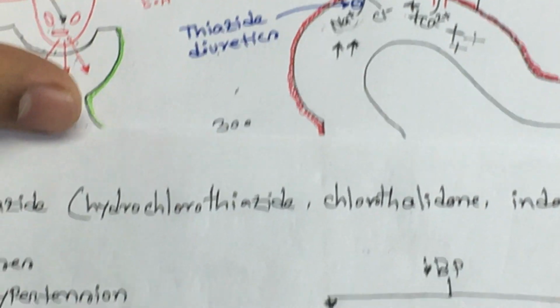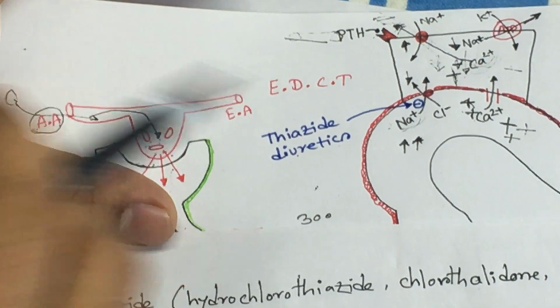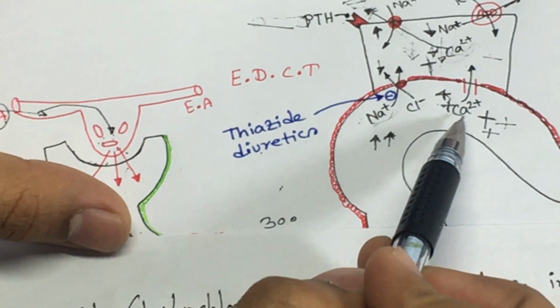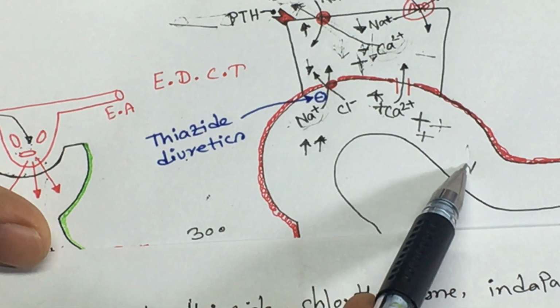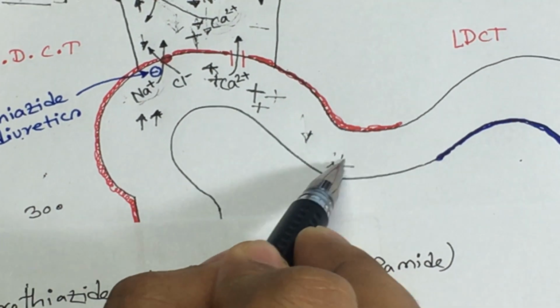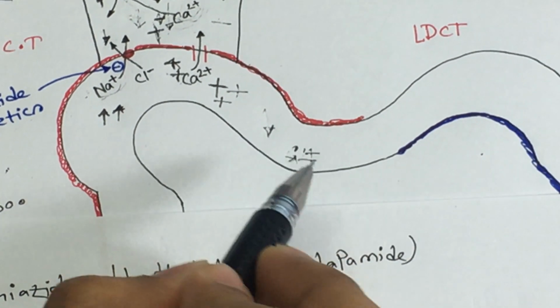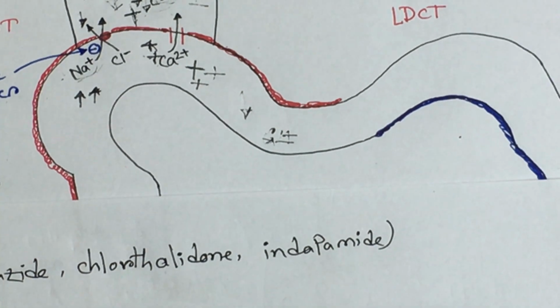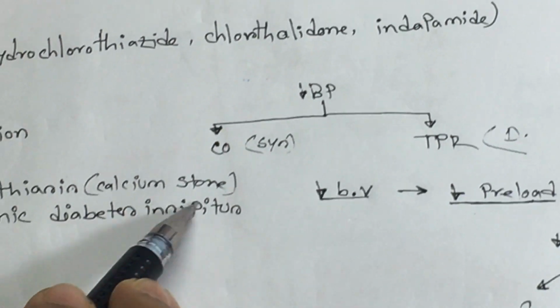So how does it help in nephrolithiasis? If we use this drug, luminal calcium level will be decreased. If luminal calcium level is decreased, there will be less chance of forming nephrolithiasis, that means calcium stones.